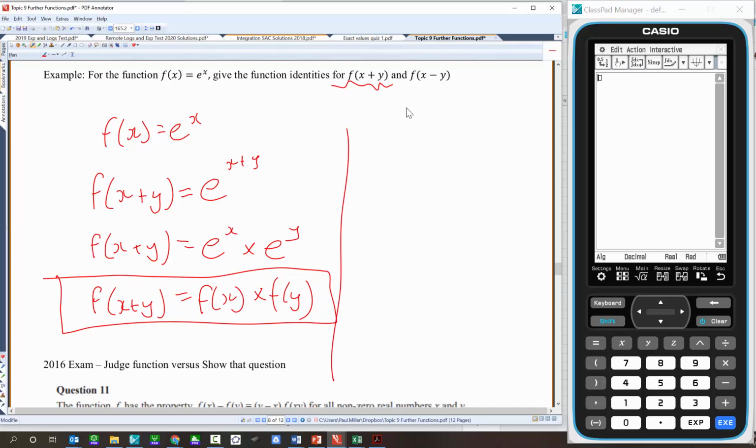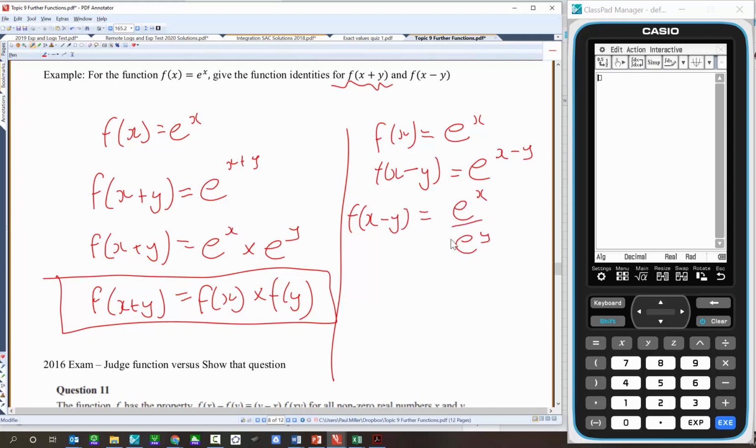All right, what about this one here? I've got f of x equals e to the x, f of x take y is equal to e to the x take y. Now that's equal to e to the x over e to the y. And that's f of x take y equals e to the x, which is f of x, over e to the y, which is f of y. Okay, so there's the function identities.